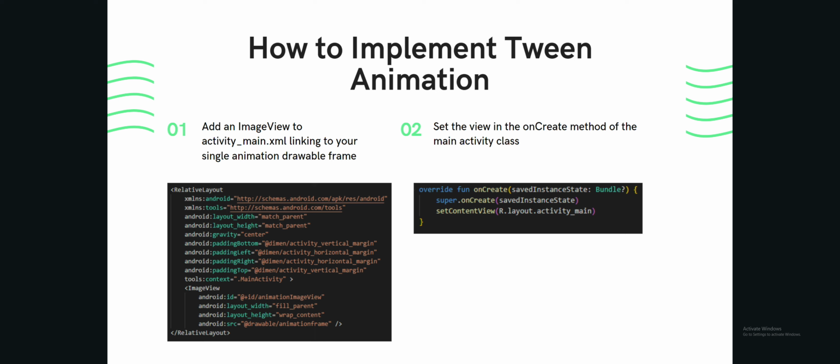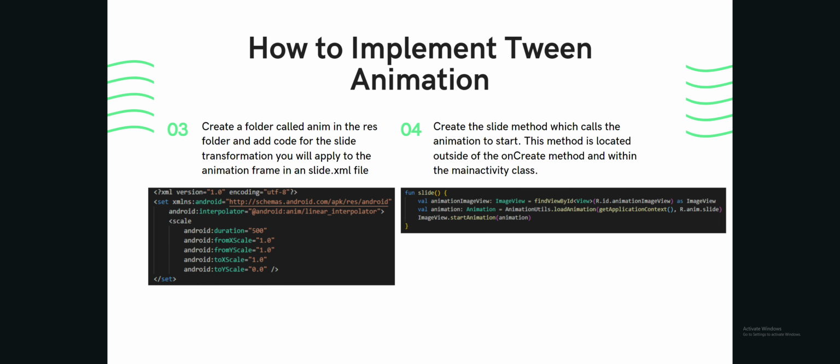In the second step, we'd like to set up the view in the onCreate method. In our case, our layout that will be used is the activity_main XML layout. In the third step, we need to create a new folder to store our animation transformations in. We'll call this folder anim and store it within our res folder. In addition to this, we'll create an XML file within the anim folder called slide.xml. And that's where we'll insert our transformation attributes.